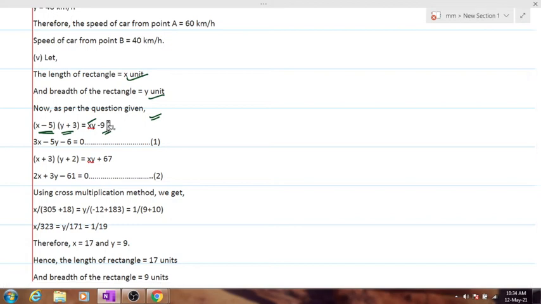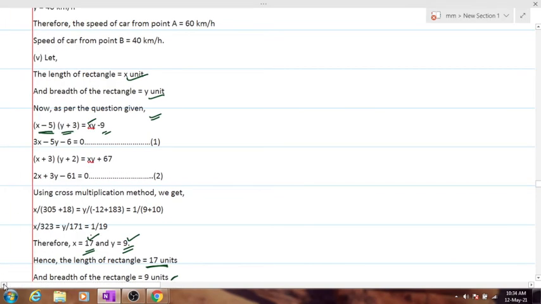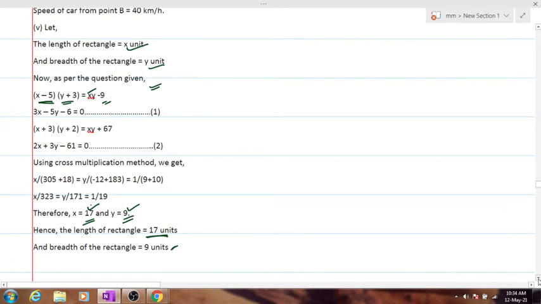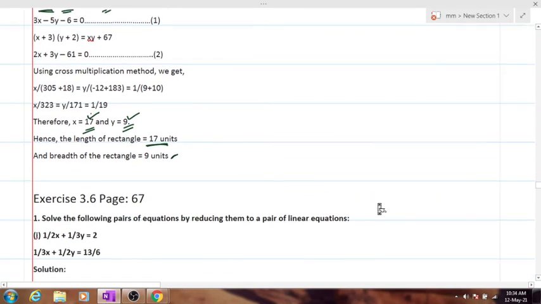Clear? And in that situation you will get the value for x as 17 and y as 9. That means our length is 17 units and our breadth is 9 units. How many have this answer? Did everybody get the answer? Any difficulty in finding the answer? Does it require any explanation? People who haven't done it, kindly take a screenshot as this was a homework.